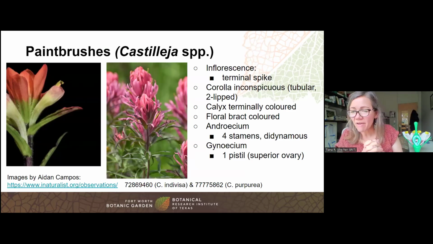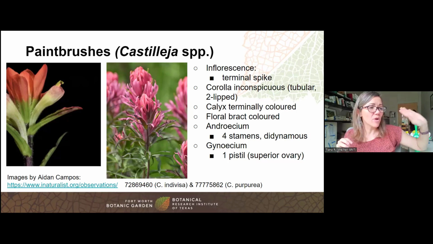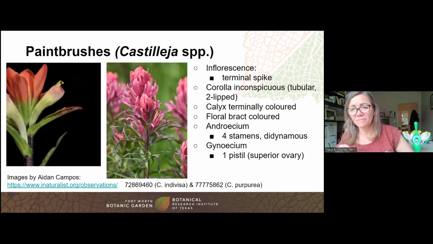Okay, I have 11 minutes, and there are 2 more groups I wanted to go through. But I thought this was rather interesting. Hopefully you're looking at my screen right now and seeing the paintbrushes on here, Castilleja. These 2 photographs were taken by Aiden Campos, and they're online in iNaturalist. Those are the observation numbers of 2 species that we have commonly in this area. On the left side, we have Indivisa, and on the right side, we have Castilleja purpurea.